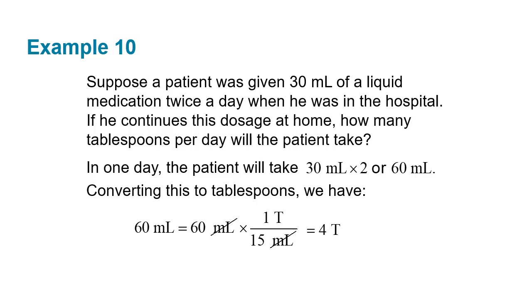All right, suppose a patient was given 30 milliliters of a liquid medication twice a day. If they continue this dosage at home, how many tablespoons per day will the patient take? So we obviously need to take 30 milliliters, change it into tablespoons, and then we can figure it out that way. So we've got the 60 milliliters. We know that 1 tablespoon is 15 milliliters roughly. So that gives us 4 tablespoons. It's that simple.